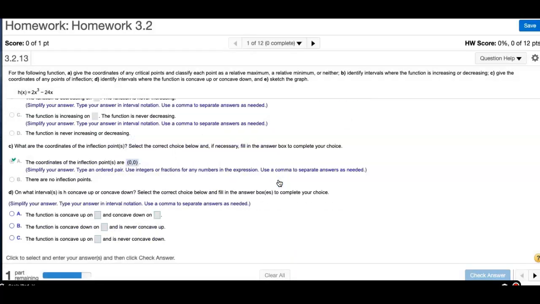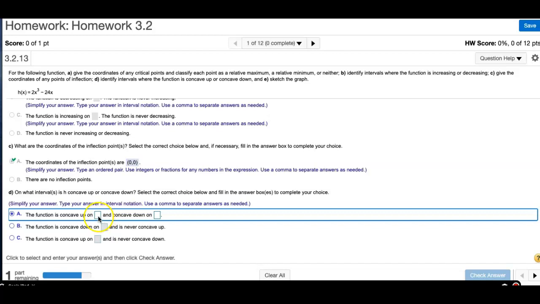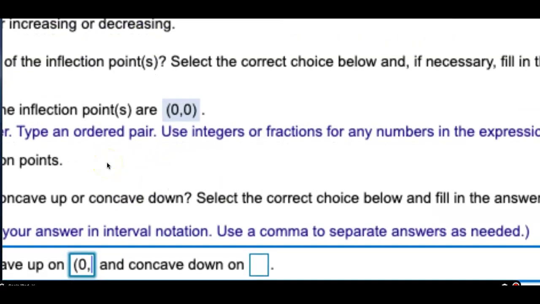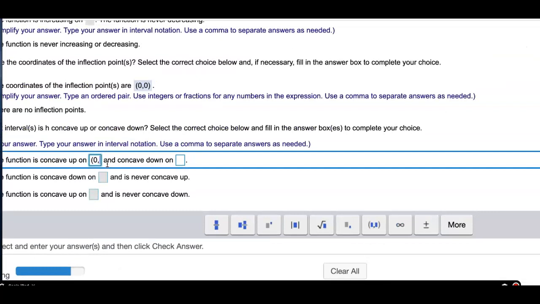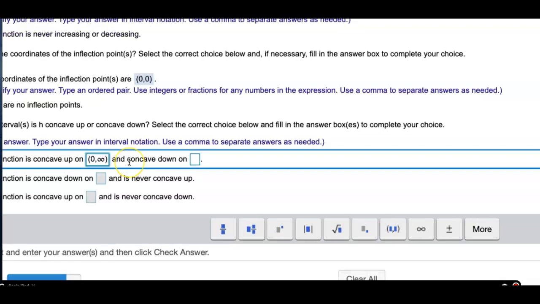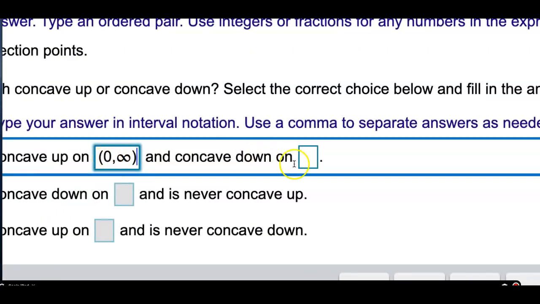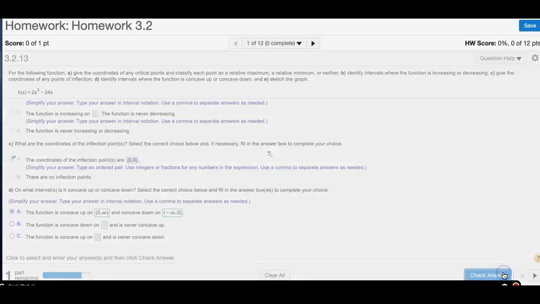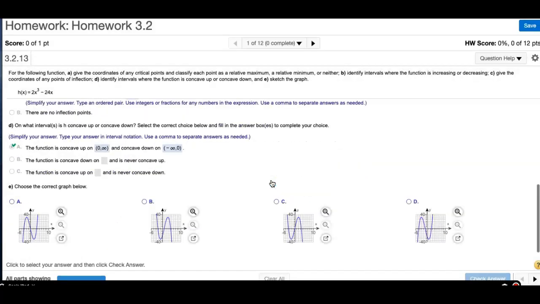And okay, they're asking for concave up. Remember, it was concave up to the right of 0. So I'll say from 0 to, let me zoom in so that you can see. I might have to type this infinity in first. So it is concave up on 0 to infinity, and it is concave down on negative infinity to 0. That's what I'm going to type now. Negative infinity to 0. And I will zoom out and check answer. And excellent. I am done with this.